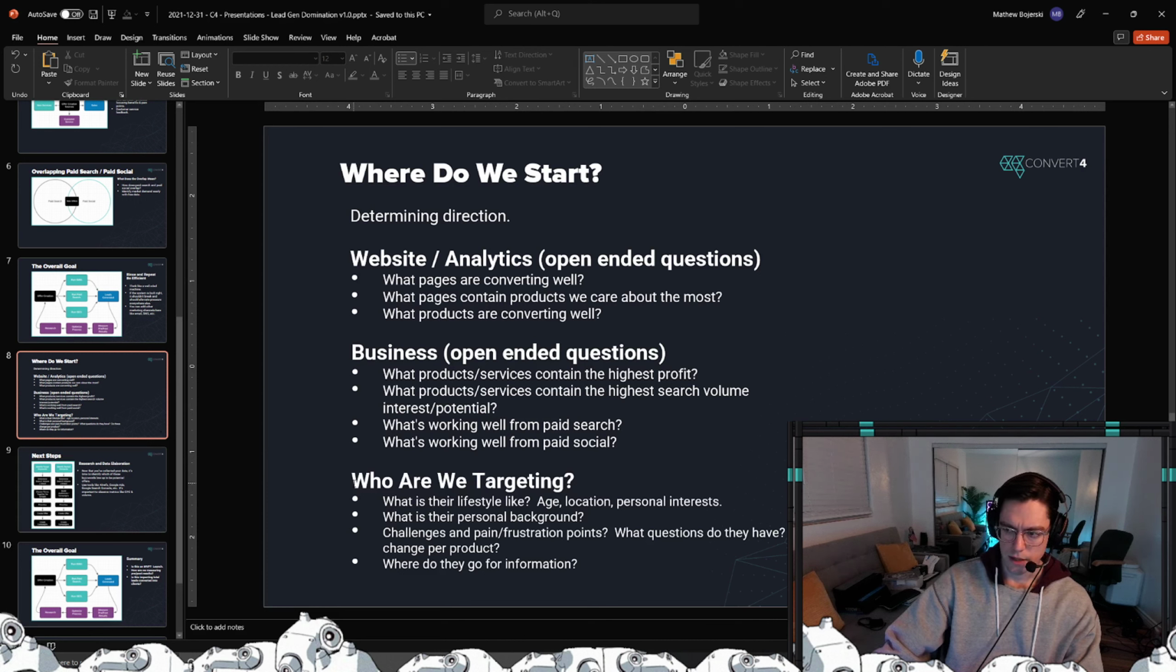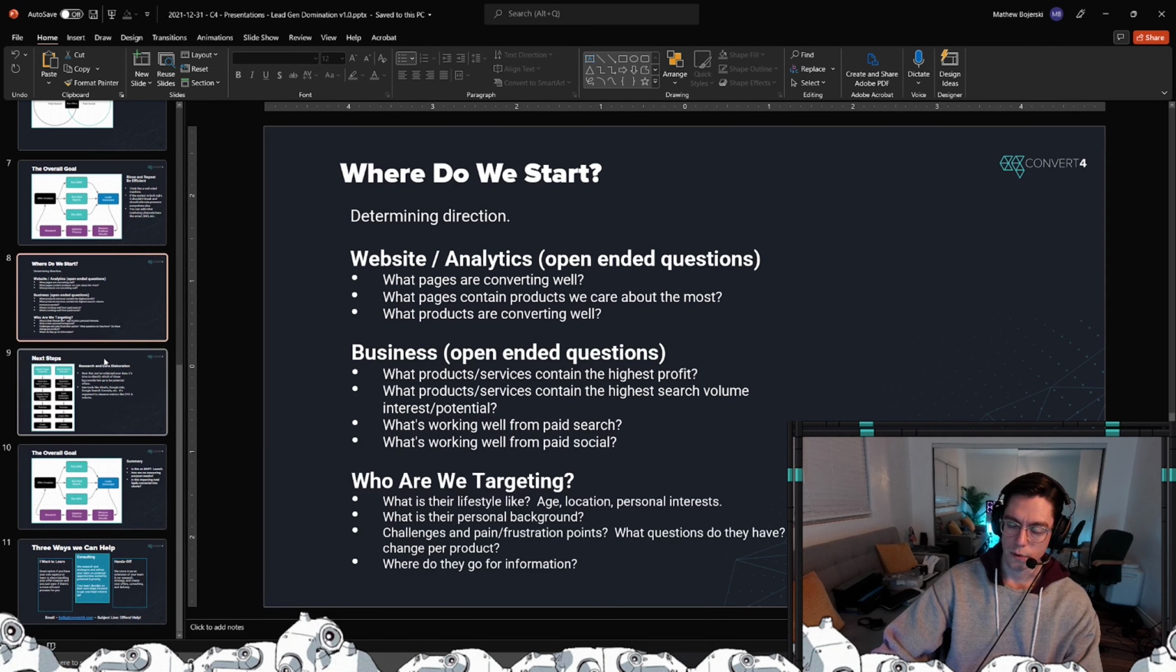Lastly, identify who you're targeting. So what's their lifestyle like? Where do they live? Basically, just have a persona. Have a buyer's persona. Know exactly who your target market is, so you can find out where they're located and where they hang out, where they get their information from, what their pain points are, what their frustrations are. This is everything that you're going to want to solve with your downloadable offers or free videos or whatever content that you're putting out.